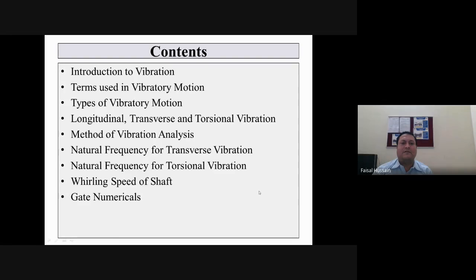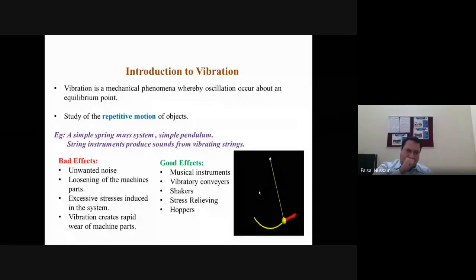Then we will move to the transverse and torsional vibration. We will see how to find the natural frequency. Then we will move to the concept related to critical speed or whirling speed of shaft. And after that, we will solve or practice some GATE numericals. Okay. So let us start. First of all, introduction to vibration.